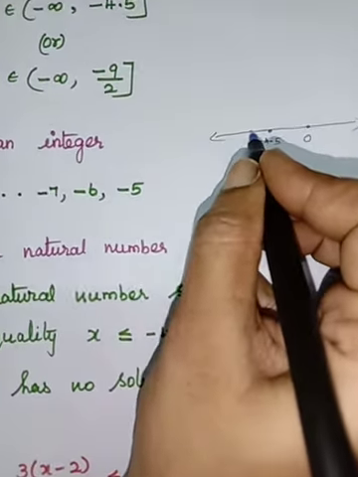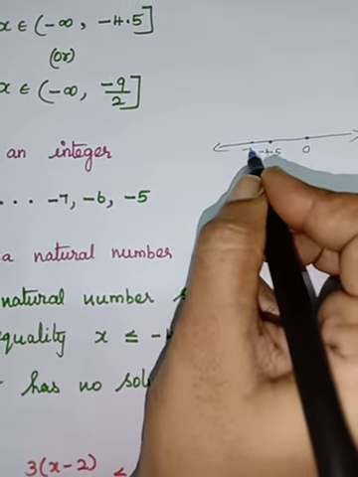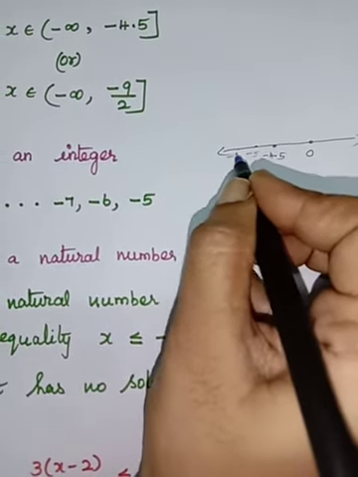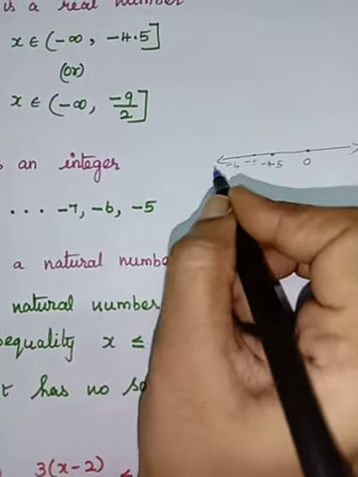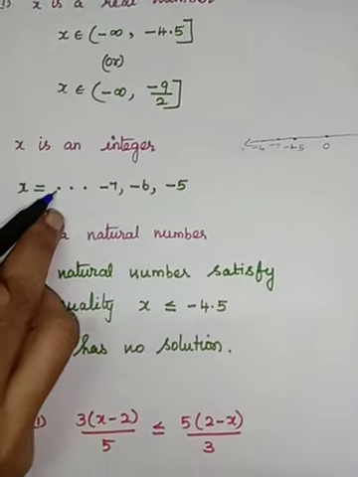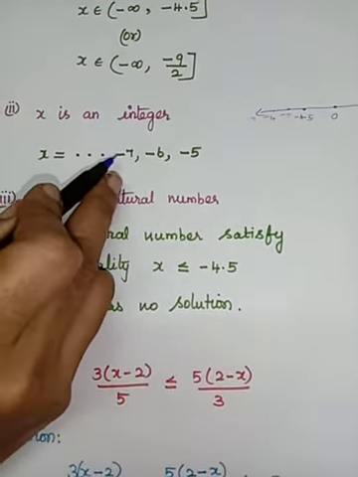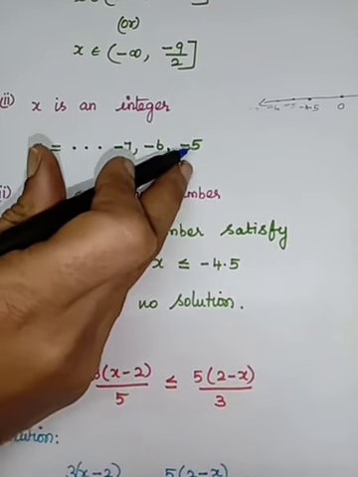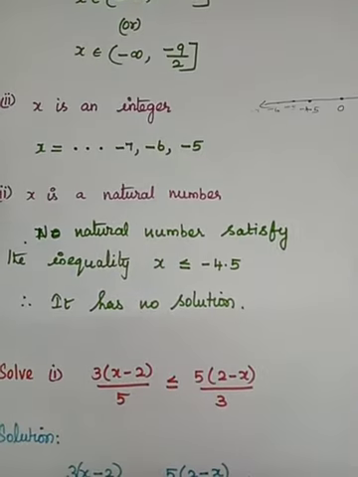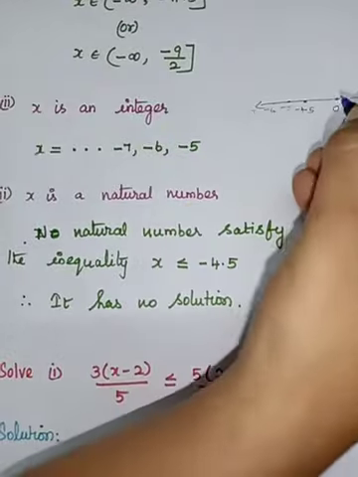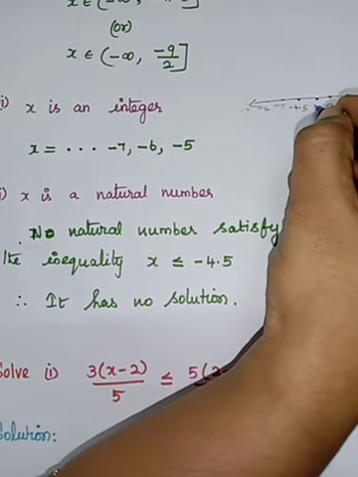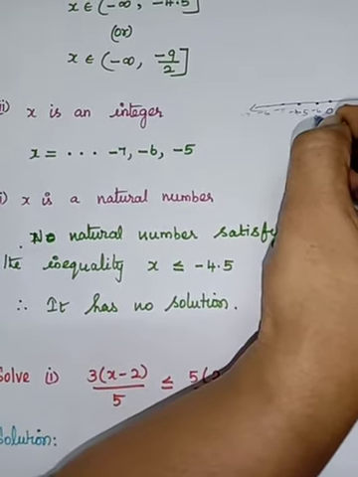So what is it? It is minus 5. Next one minus 6, next one minus 7, and it goes on. That's why I started with etc., minus 7, minus 6, minus 5. Why don't you write minus 4? Where will minus 4 be? Here it will be.